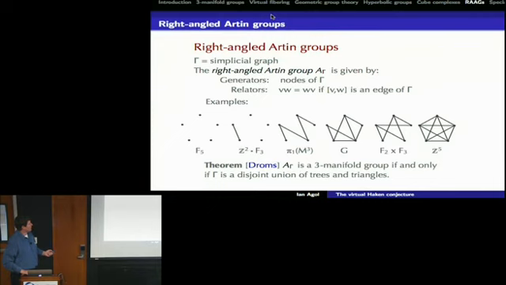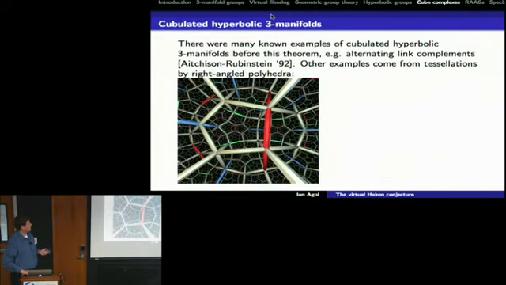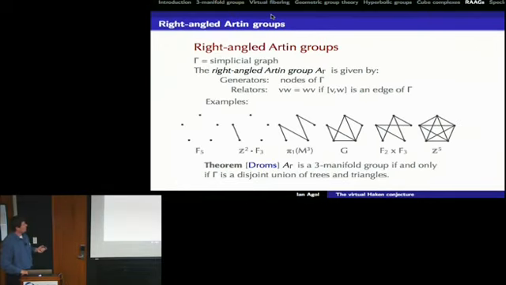Okay, so the reason that I'm interested in these cube complexes is that they'll enable us to embed these three-manifold groups into right-angled Artin groups and then inherit all the nice properties of these right-angled Artin groups. So that's why I'm interested in that.